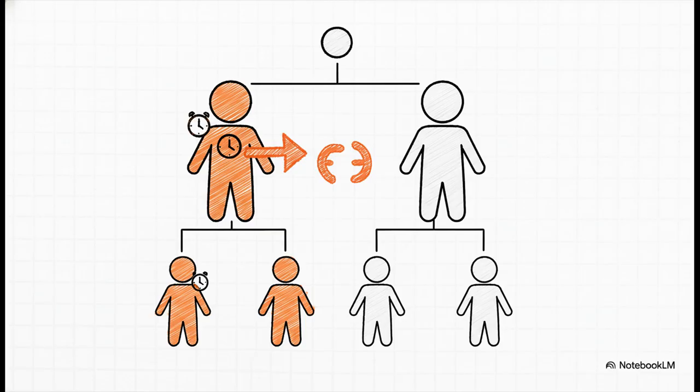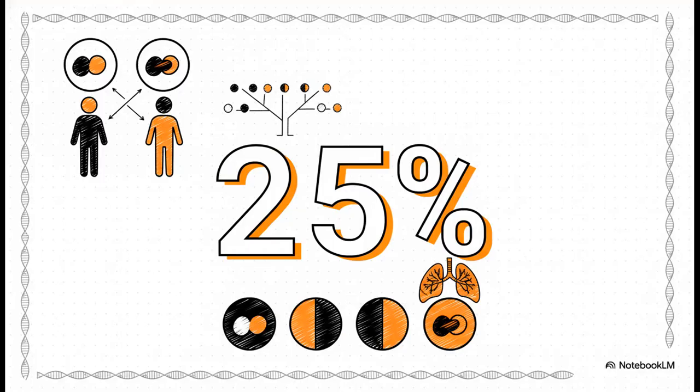First up, autosomal dominant. Just think of this one as a loud, bossy gene. You only need one copy from one parent to get the disease, and Huntington's is the classic tragic example. It's like a genetic time bomb that goes off later in life. For a parent who has it, it's a coin flip for every single child, a 50-50 chance of passing it on.